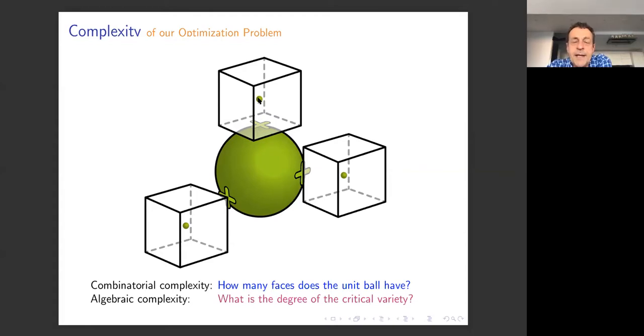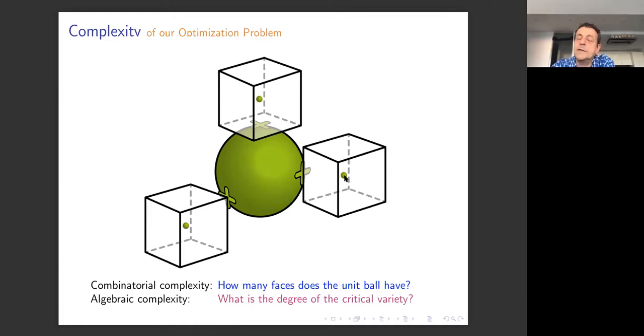Right? Now you can see, depending where the data point is, it could be here or here or here, we're growing this cube, we're growing the unit ball until it touches the model for the first time. And combinatorially, there are three possible scenarios that can happen, right? Either it could touch along a facet or along an edge or along a vertex. So it could touch along a face of every dimension. So therefore, the combinatorial complexity question is, how many faces do we think the unit ball has? And how can we deal with this combinatorial complexity of the unit ball? That's the blue question.